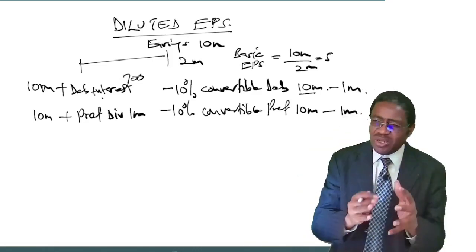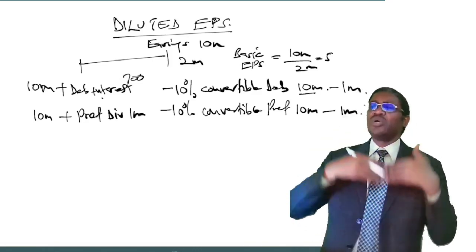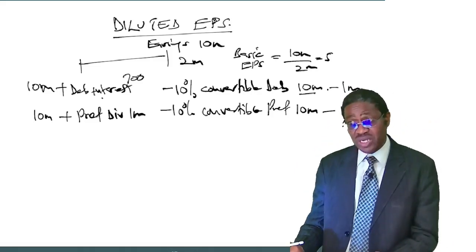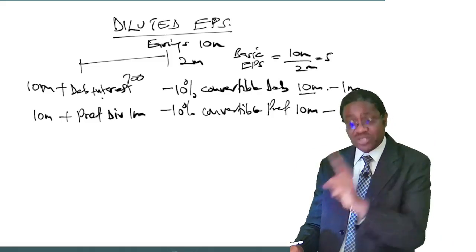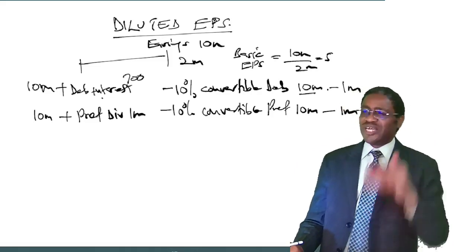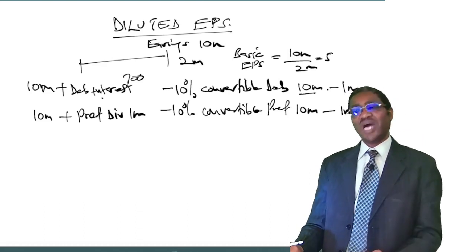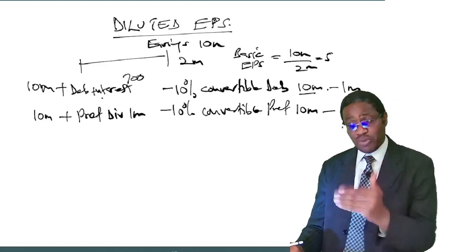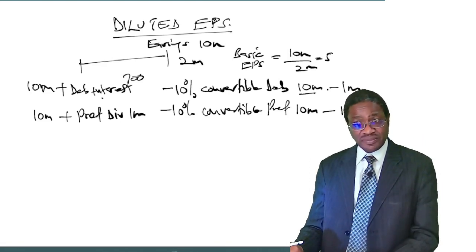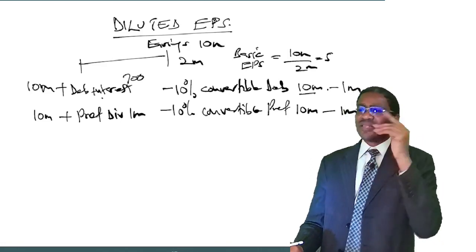So to the 2 million number of shares used for basic EPS, we would have added the 1 million, which is the number of shares to be issued on conversion, okay? So that was all about that. Then you now compute what we were calling the diluted earnings per share, okay? That is it.